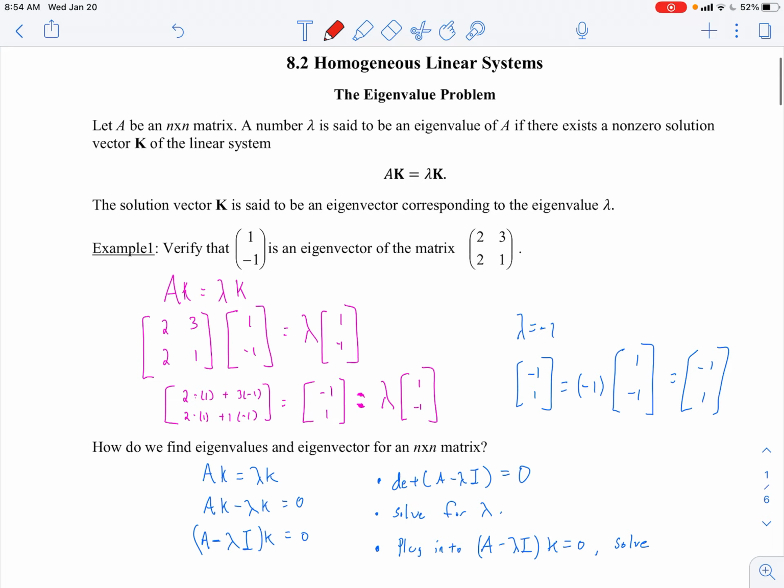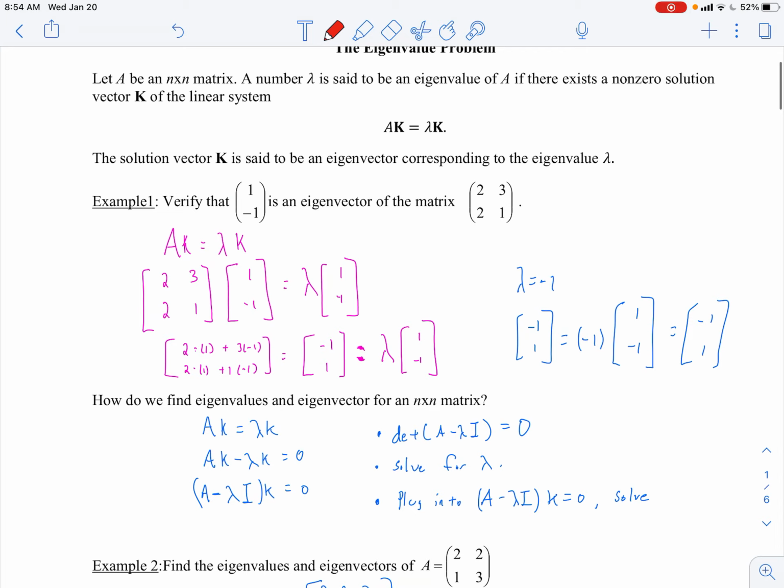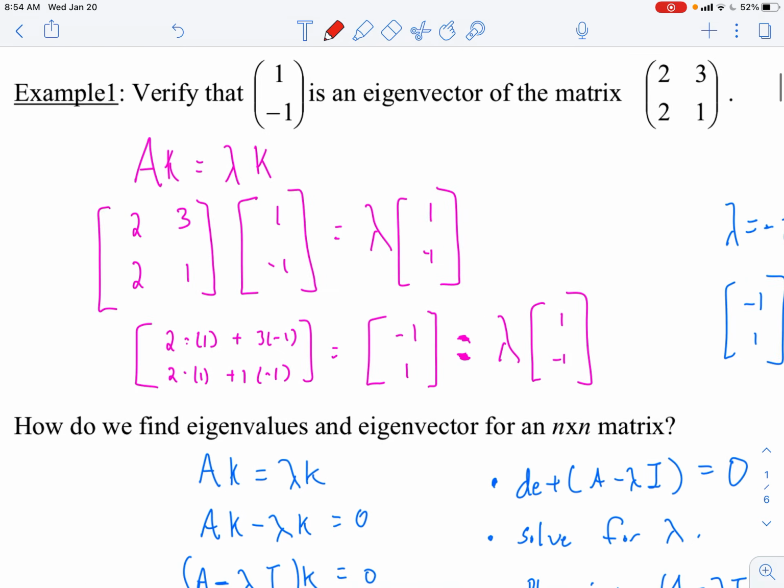So a lot of what we're going to do today is find how we can find lambda and how we can find the eigenvector, because if we can find these, then we can find solutions to the differential equation. So the first thing that we want to do is verify that 1, -1 is an eigenvector of the matrix. It's K, all right? And our matrix is 2, 3, 2, 1. So we're just going to put it into our form, AK equals lambda K. And A is a 2, 3, 2, 1 matrix. Our eigenvector is 1, -1, so our K is 1, -1.